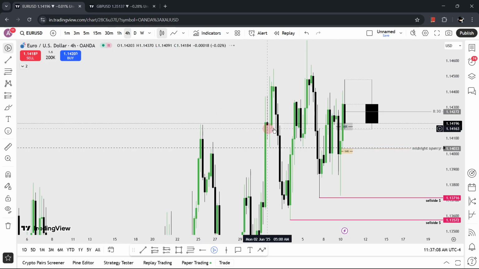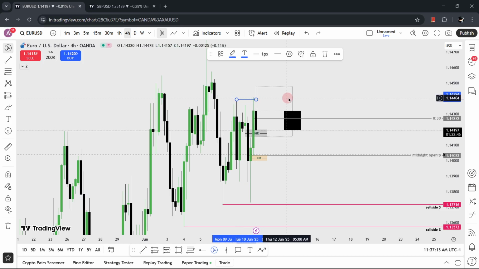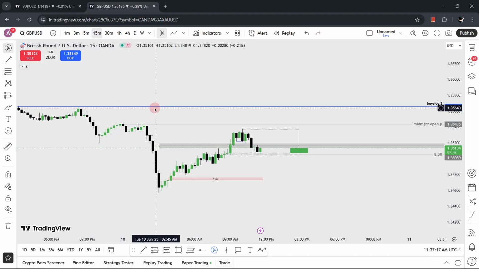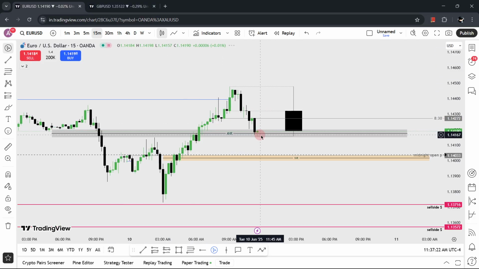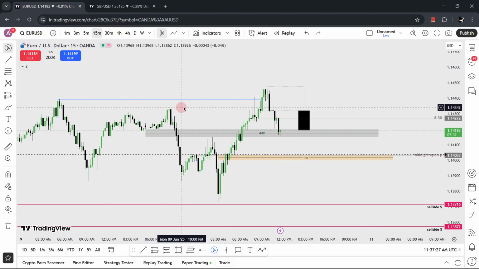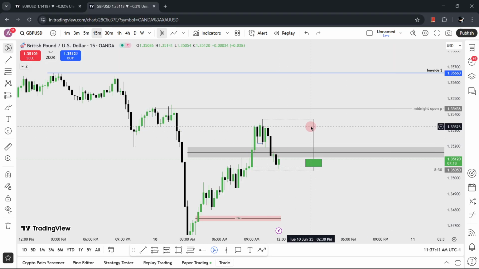That same high I marked with this thick blue line. In Euro, these relative highs were taken during the New York section, and these highs were not taken by GBP during New York.